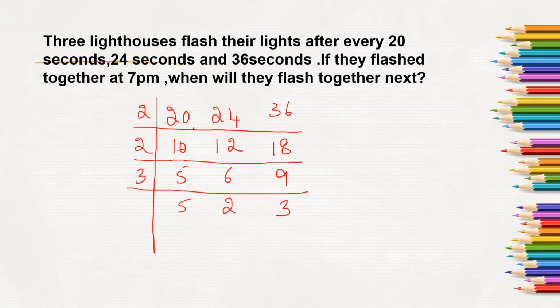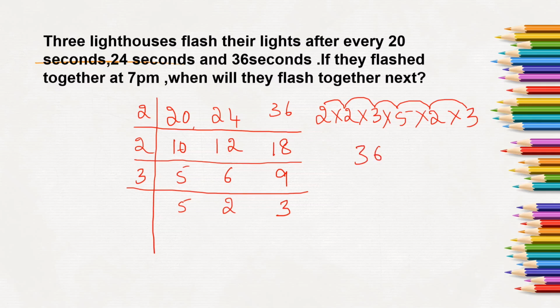Now we have to multiply 2 into 2 into 3 into 5 into 2 into 3. 2 times 2 is 4, 4 times 3 is 12, 12 times 5 is 60, 60 times 2 is 120, 120 times 3 is 360. So the lighthouses will flash together every 360 seconds.